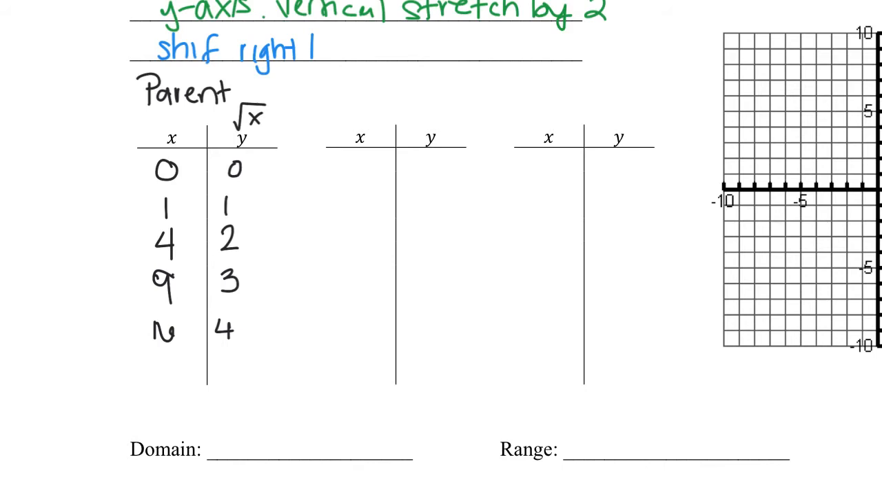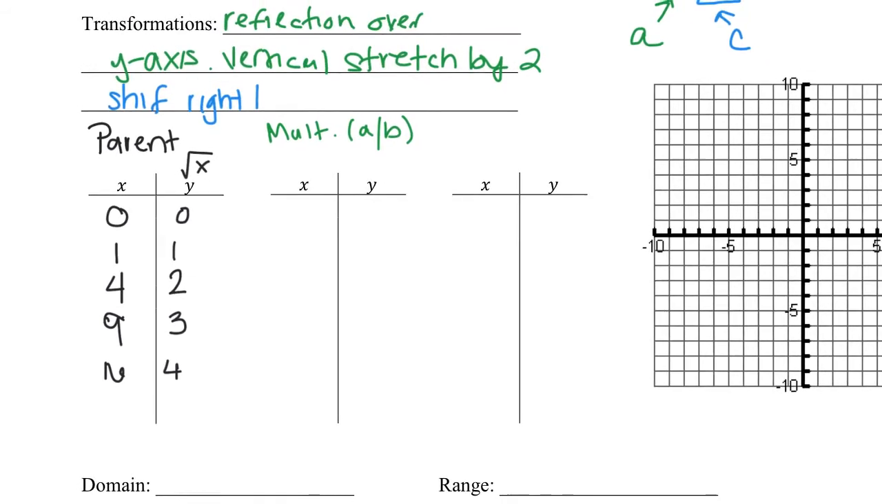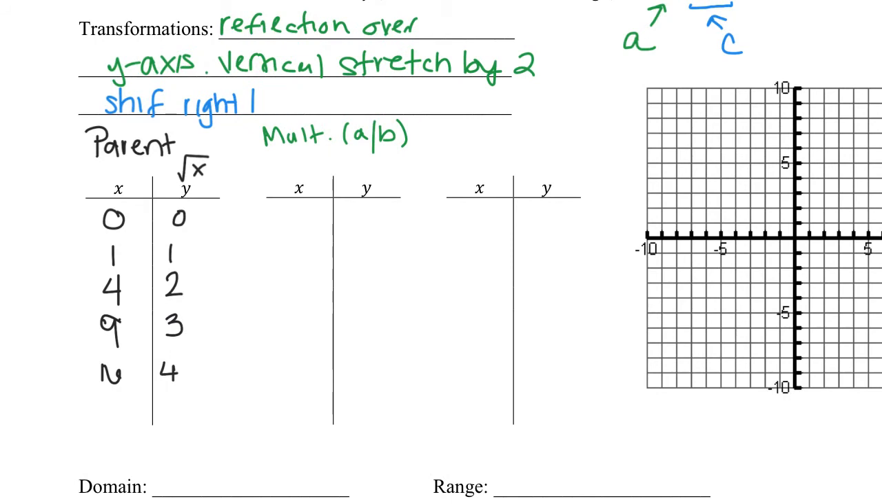Now let's talk about the transformations. According to order of operations, the first transformations we look at are the multiplication. So that means it's your a and your b parameters. So in this example, the only parameter we have is an a. We show an a of -2. So since a is on the outside of my square root, that means a affects the y values. So what we're going to do to all of my y's is multiply them by -2.